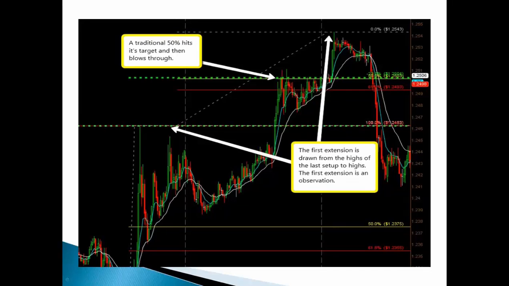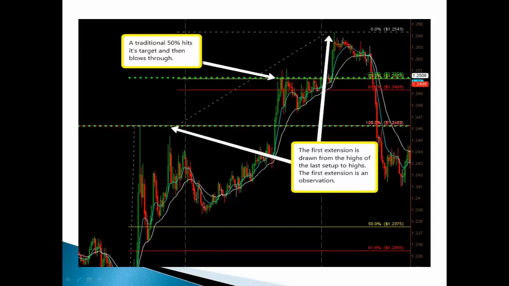Okay, let's look at some examples here of an extension that blows out of its target in the very first test. This is a traditional measured move. It hits its target and then blows through its profit target, meaning that we'd normally see a new traditional measured move in a normal pullback. Well, it blows through its target. The first extension is drawn from the highs of the last setup, to new highs. The very first extension is an observation because we can't depend on that very first test.